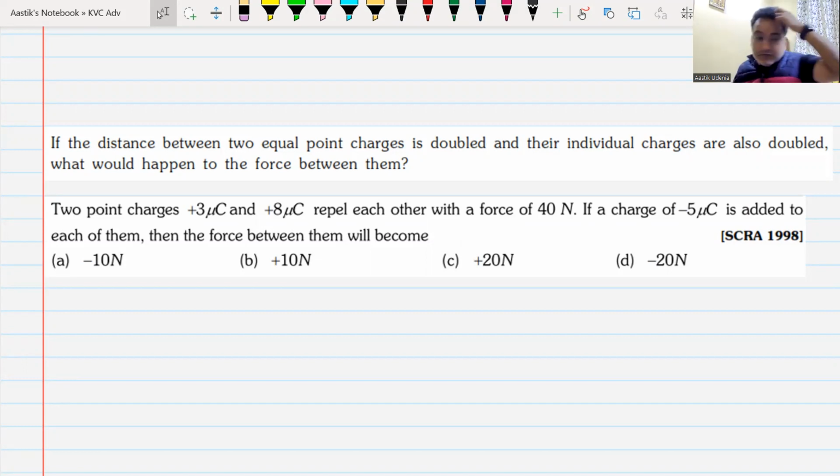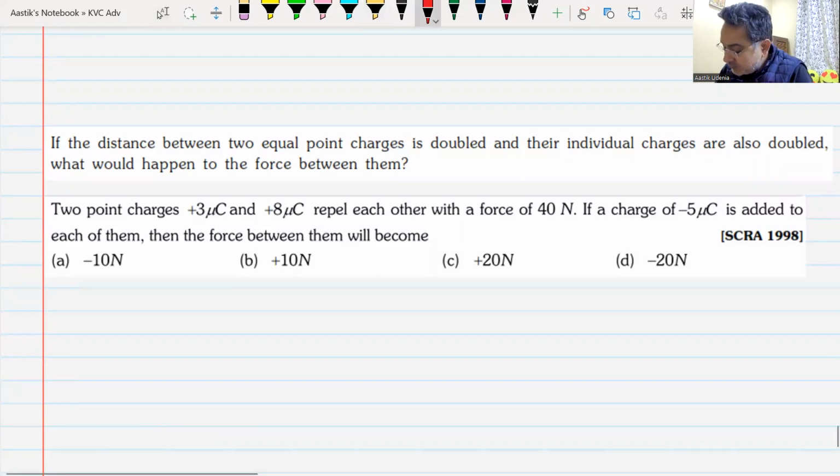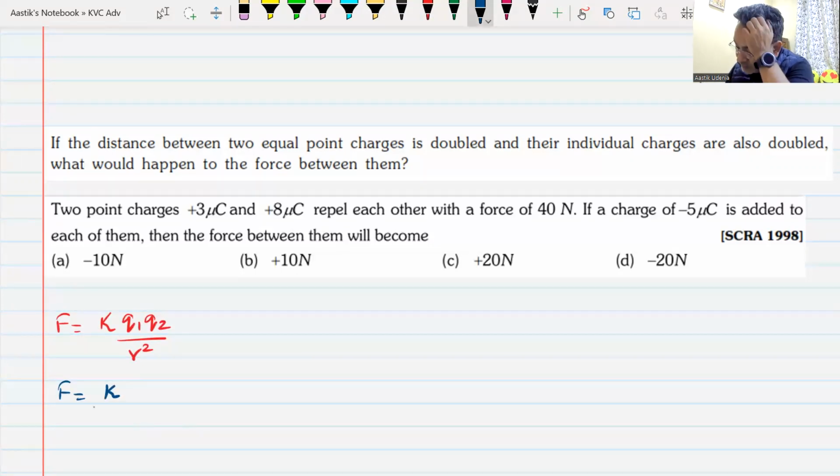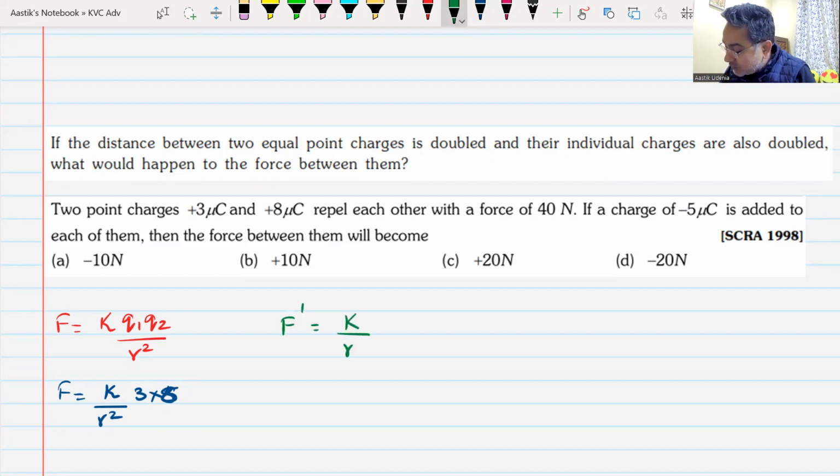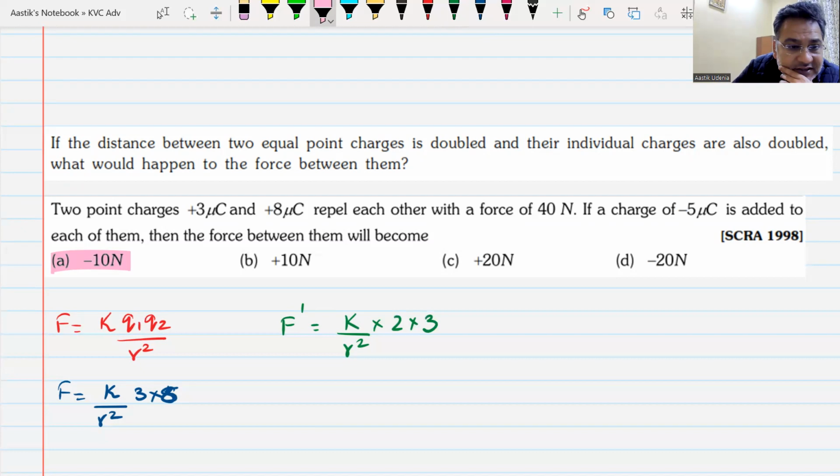So, initially the force between them, remember the only formula of force that we are using is K Q1 Q2 by R square. If I write in the initial sense, force between them is K by R square into 3 multiplied by 8. If a charge of minus 5 is added, the next force F dash becomes K by R square. The charge on one body will become minus 2 microcoulomb, multiplied by 3 microcoulomb. Yes or no? Yes, sir. So the force will become 1 by 4 times, and it will change its sign because now it will become attractive force, attractive in nature. Do we understand this? Yes, sir.